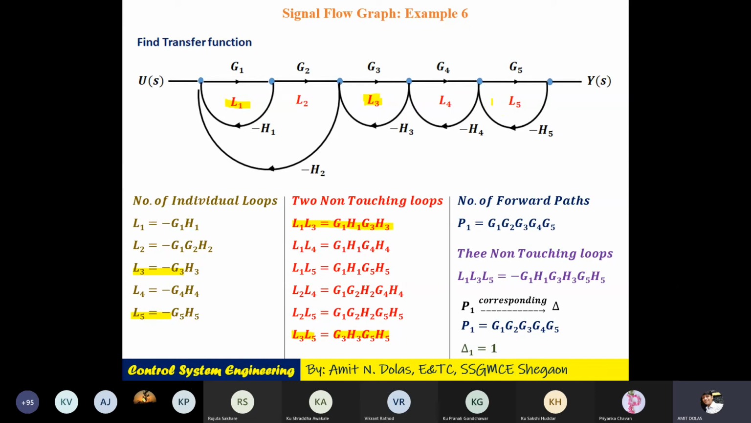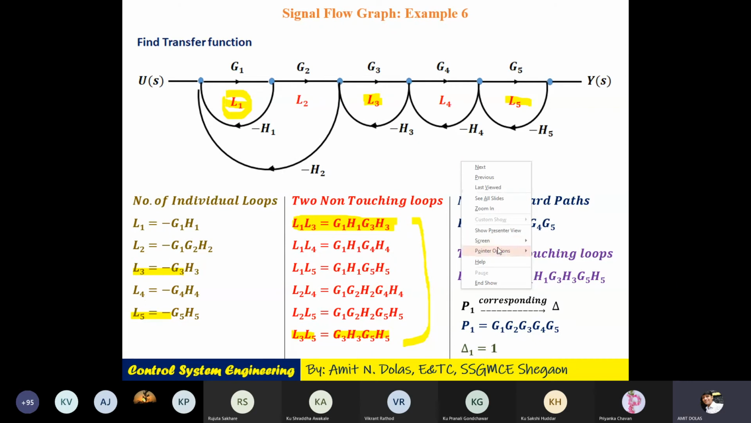We were looking at L3, with L3 we considered L5, and we did not talk about L1. We already took the relation L1 L3, so forget about that. So there are six two non-touching loops here.